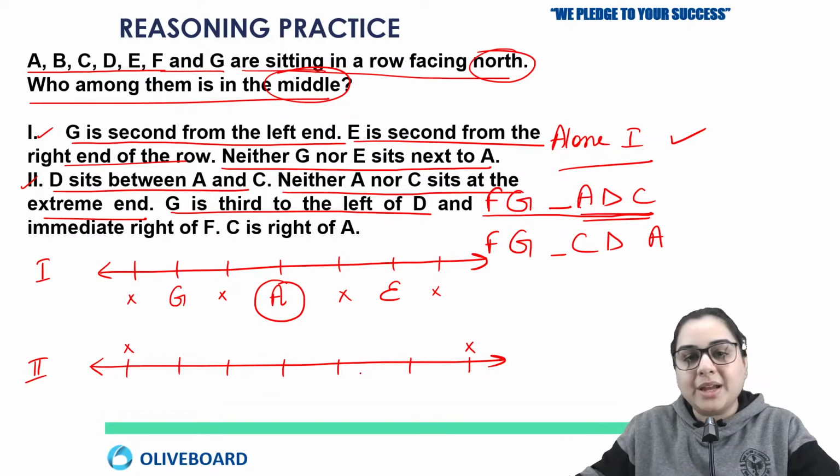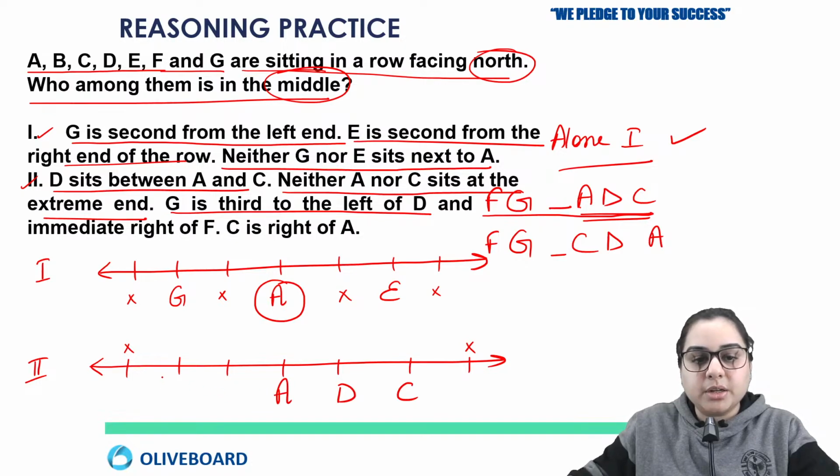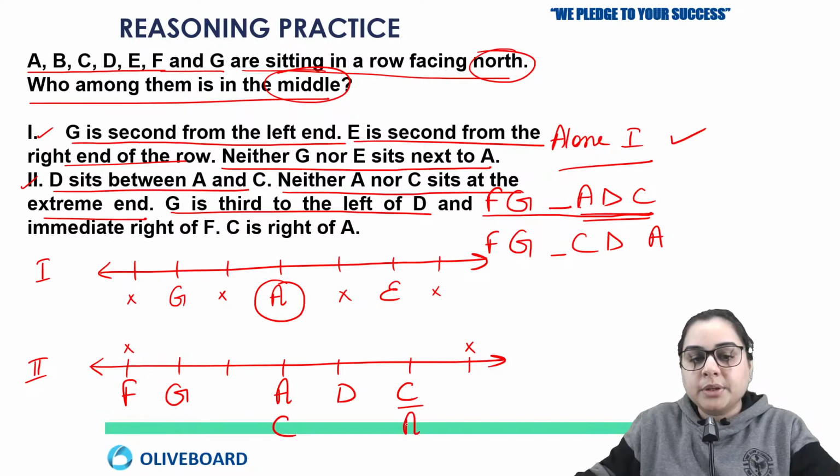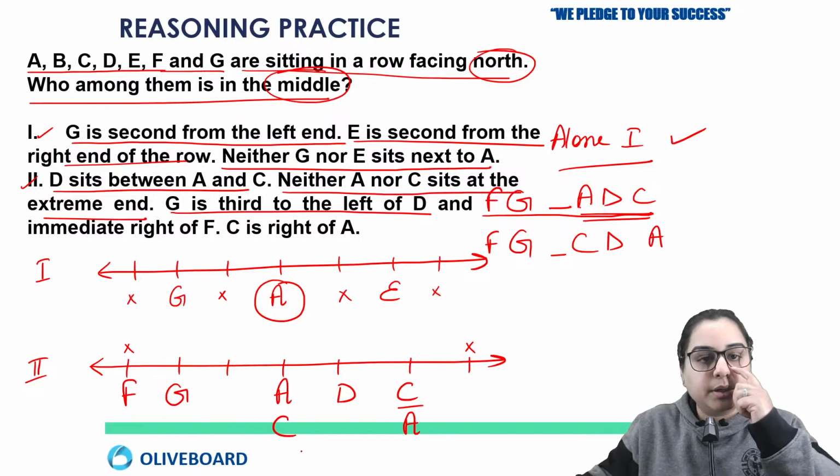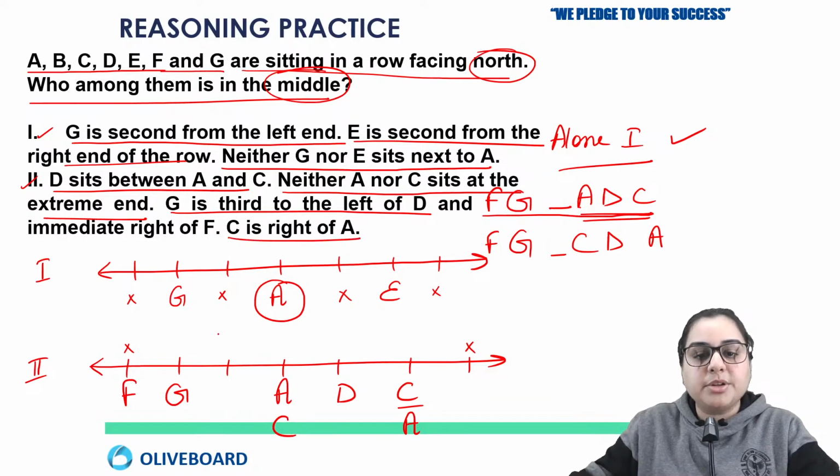But in our row, we have 7 positions and we already know that C cannot come at the end. So that means I am going to make C right here. Here it will be D, here it will be A, leaving 1 position. Next will be G and next will be F. Or otherwise, what can happen, instead of A, here C can come, and instead of C, here A can come. But here we are getting the information that C is towards the right of A.